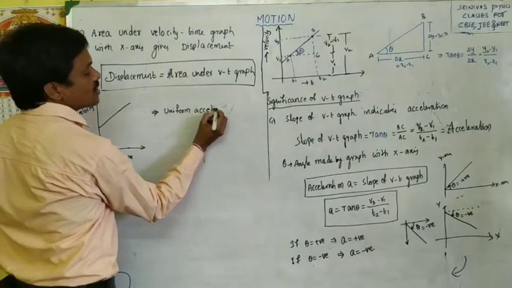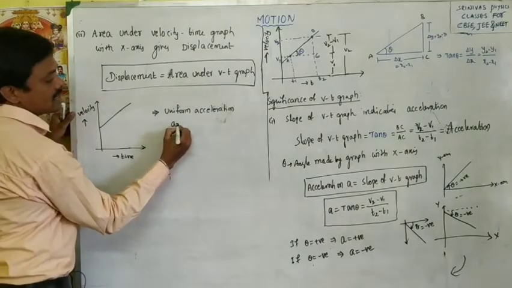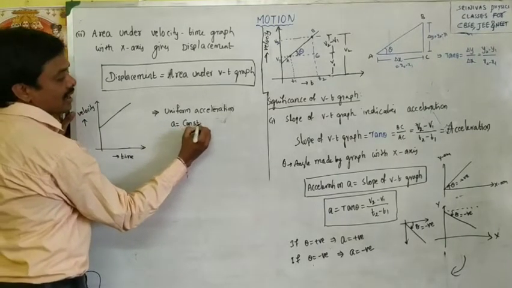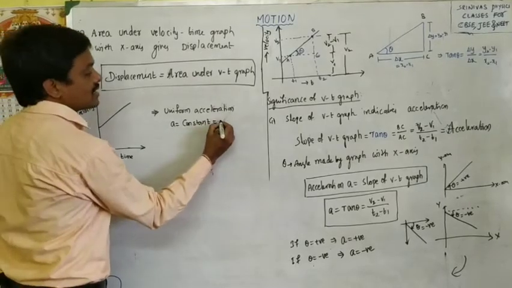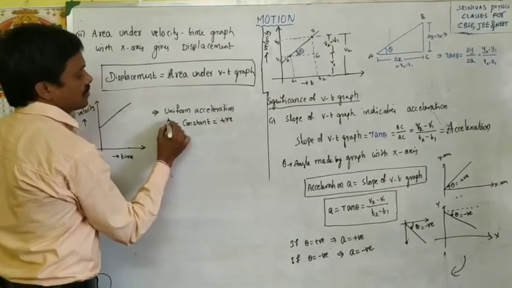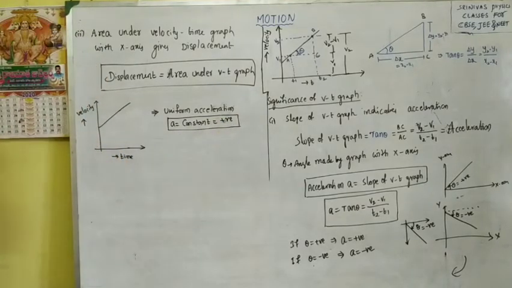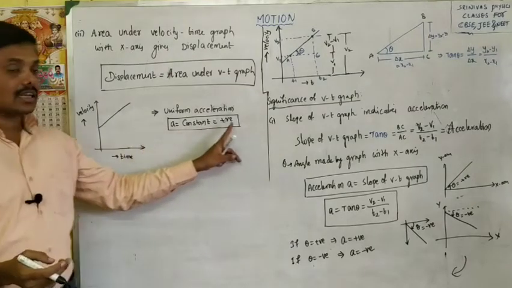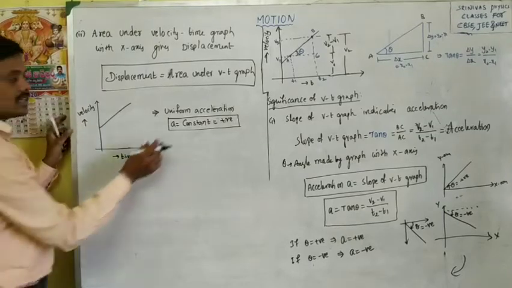Uniform acceleration. What is the meaning of uniform acceleration? Acceleration is constant. And acceleration is also positive. Acceleration is constant and positive. Okay? This is the velocity time graph. In the velocity time graph, acceleration is positive. In this case acceleration is positive.